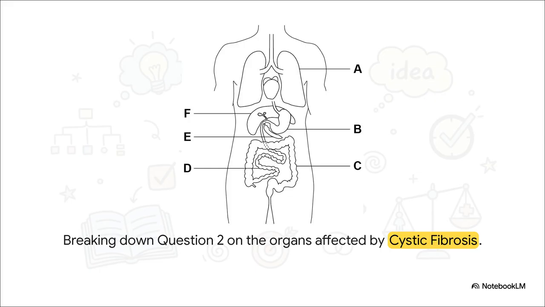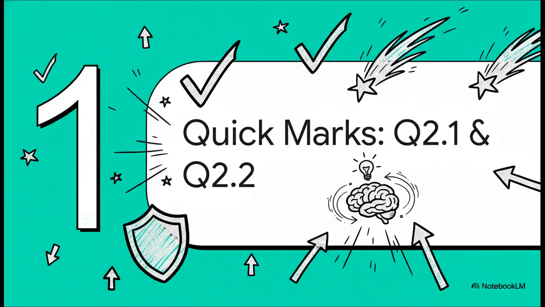We're looking at question 2 from the AQA paper, and it all kicks off with this diagram right here. The question focuses on cystic fibrosis and how it impacts some key organs: the lungs, the pancreas, and the small intestine. Let's get started. First up, the quick-fire questions. These are the easy wins. Really straightforward one-mark answers that are basically designed to get you warmed up and build a little confidence. So let's get these marks in the bag.